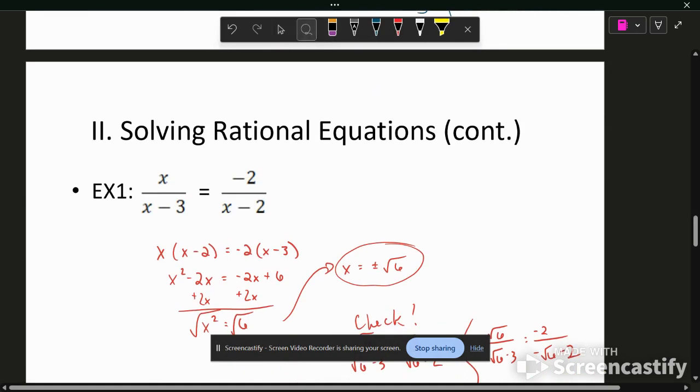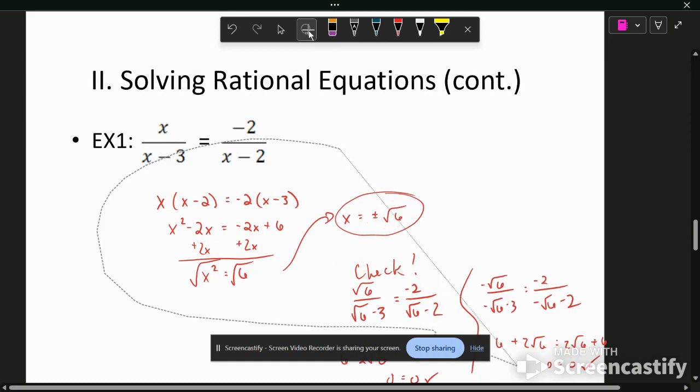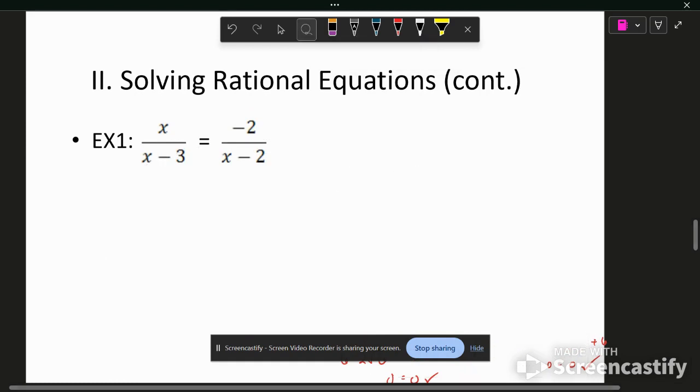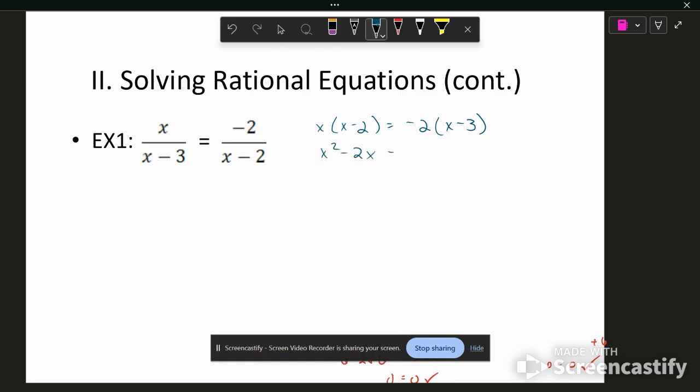Looks like I've got some of the work already done here. We've got x over x minus 3 is equal to negative 2 over x minus 2. Are the denominators the same? No. So we want to cross multiply. That's the first thing that we're going to do. So x times x minus 2 equals negative 2 times x minus 3. x squared minus 2x equals negative 2x plus 6.